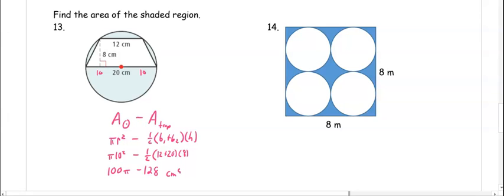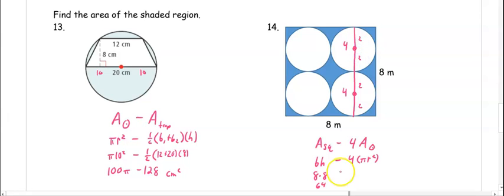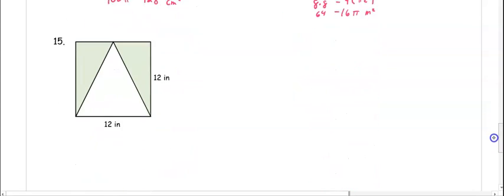In 14, we have the area of a square minus the area of 4 circles. So our square is base times height, which is 8 times 8, so we get 64. The circle is 4 times pi r squared. So if I draw two diameters of the circle, that's making the whole length of 8, which means each diameter is 4, which means each radius is 2. So we'd have minus 4 times pi 2 squared. 2 squared is 4 times 4 would get us minus 16 pi meters squared.